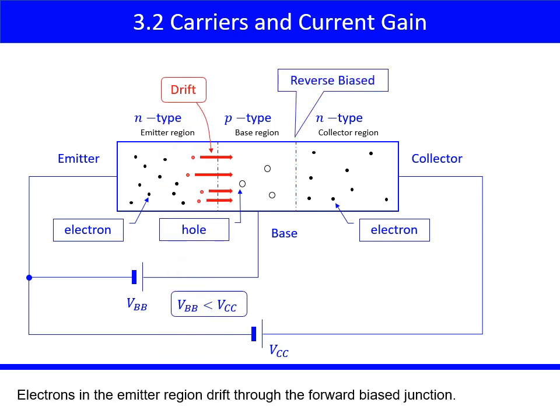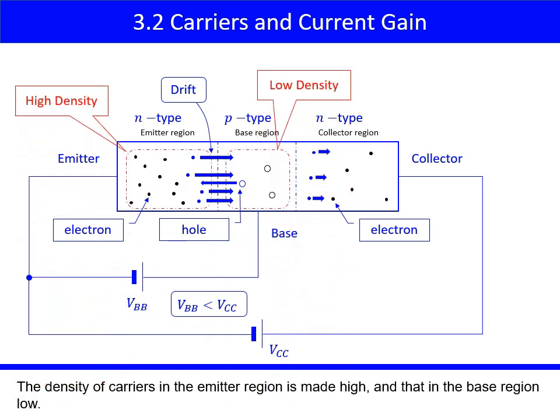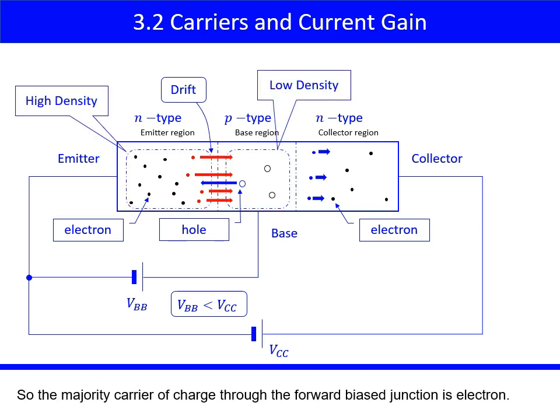Electrons in the emitter region drift through the forward biased junction. The holes in the base region drift in the opposite direction. The electrons in the collector region move away from the reverse biased junction. The density of carriers in the emitter region is made high, and that in the base region low. So the majority carrier of charge through the forward biased junction is electron.